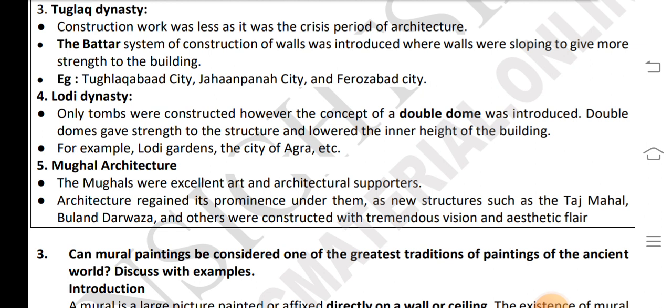Arched style of architecture first emerged and mortar began to be used as a cementing agent. For example, Alai Darwaza, Siri Fort, etc.